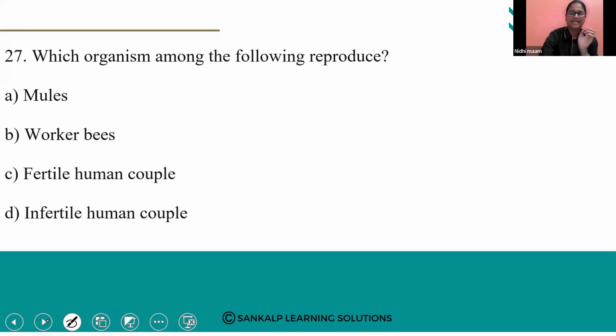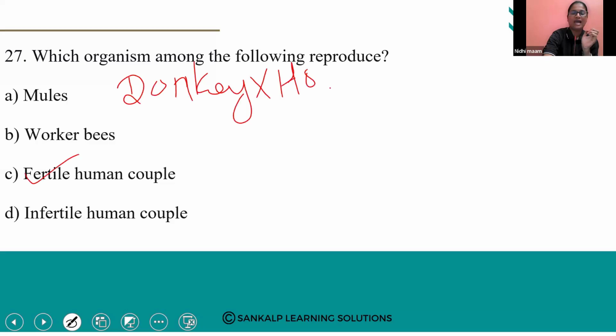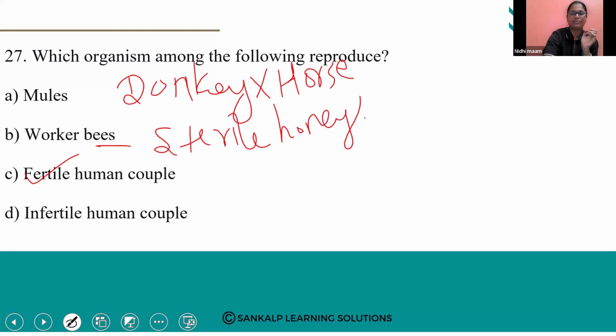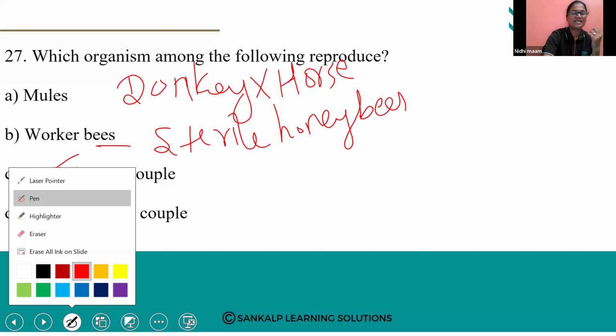Okay. Exactly the right answer. Fertile human couple. A mule is a hybrid of donkey and horse, which is usually sterile. When a donkey is crossed with a horse we get a mule, which is usually sterile. Worker bees are sterile honeybees, which are not able to reproduce. Right? Then a fertile human couple can reproduce. Infertile means not able to reproduce. So those cannot reproduce. So option C is the right answer.